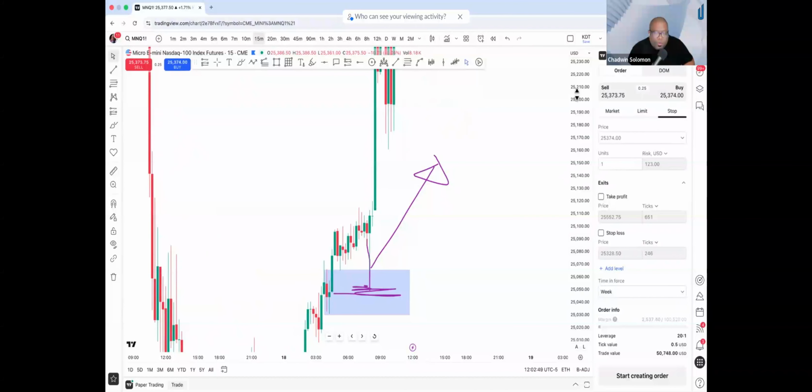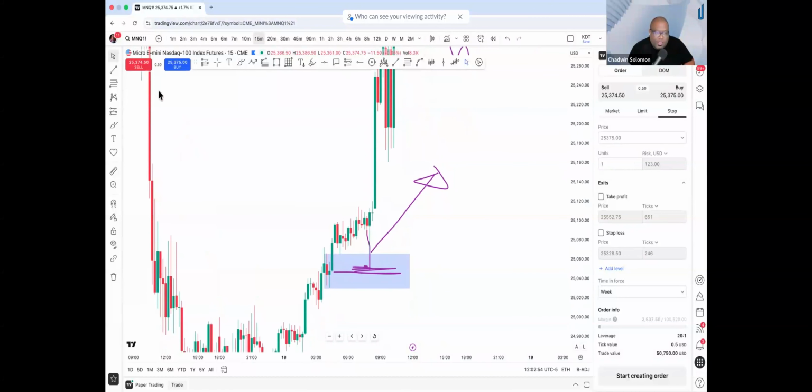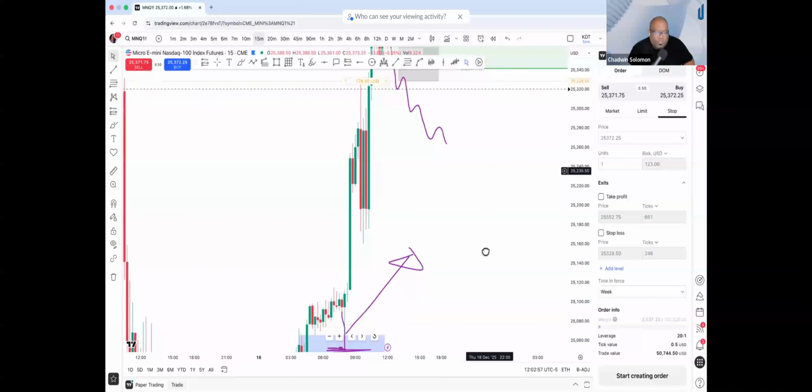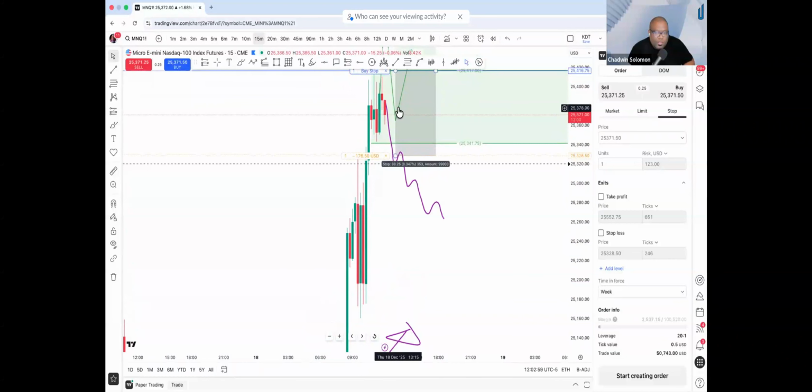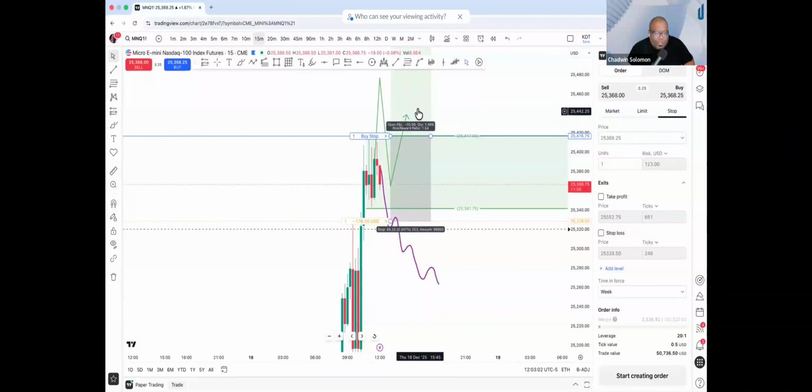A proximal entry is the highest degree of entry. A zone entry is the second least likely to get you entered. But confirmation is the least likely to get you entered and also the least likely to get you stopped out. Sorry, if it doesn't get you entered, because it goes down the other way.